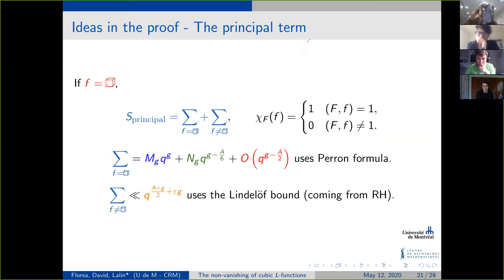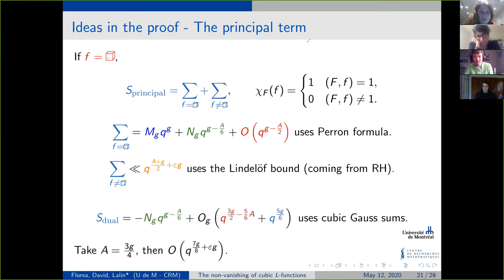And then the Lindelof bound, we use it to bound the sum in the principal that are non-cubes. I'm not explaining what that is, but it's some estimate of the size of an L-function near 1/2, and it comes from the Riemann hypothesis. It's a consequence of the Riemann hypothesis. In this case, it's good because we know the Riemann hypothesis and we know the Lindelof bound and we know a lot of things. Like I said, we proved the Riemann hypothesis. But in general, if we tried to translate this proof to the number field case, it would be dependent on the Riemann hypothesis.